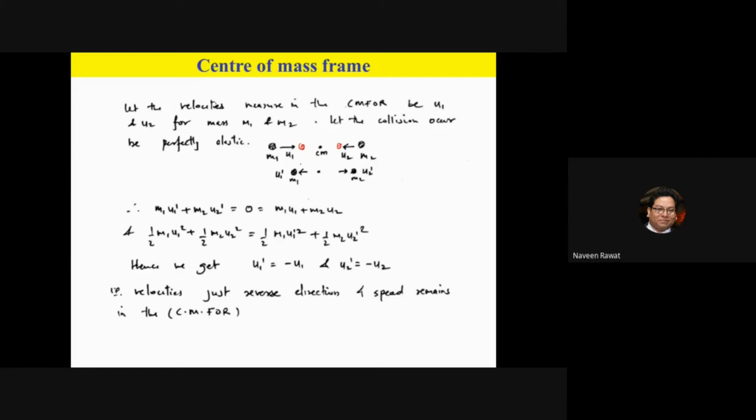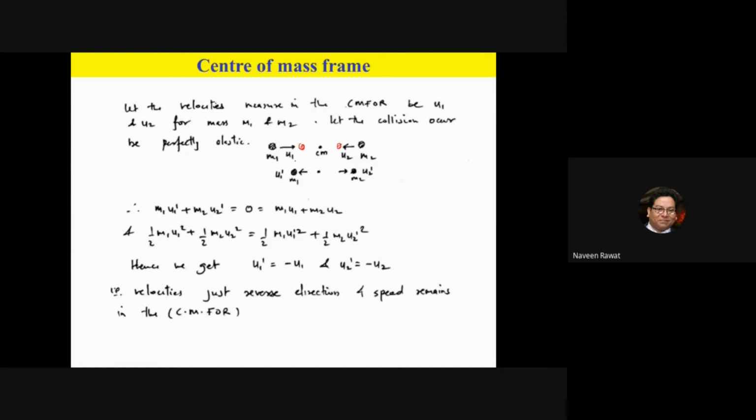So now we want to transform into the center of mass. We are going from one frame of reference into this frame of reference. When they collide, and after collision, let's say the masses are now traveling in the opposite direction. Again the center of mass remains at the same location, it doesn't change.